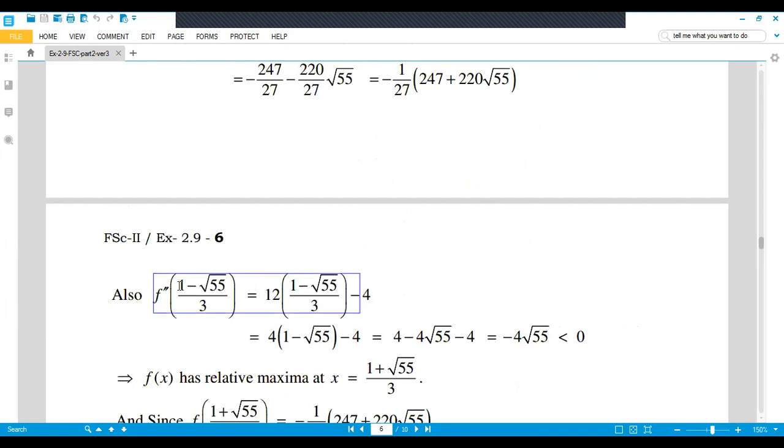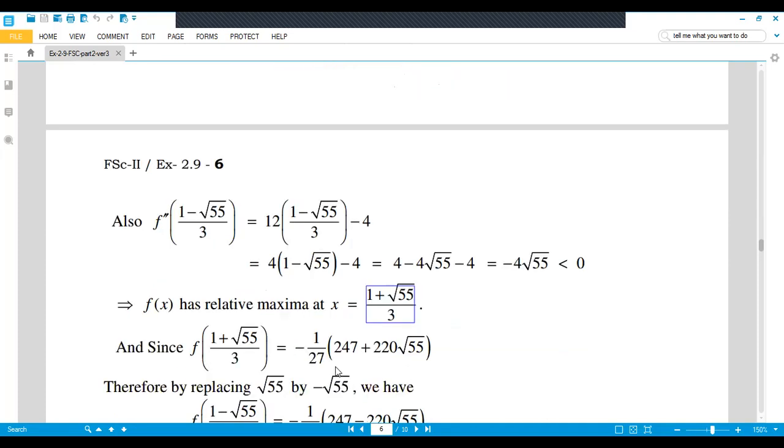Now again you will check it for the negative value. When you put the negative value in the second derivative and solve it, you get negative 4 under root 55, which is less than 0. So it means that f of x is relative maximum at x. So we get 2 points. For x equal to 1 plus under root 55 divided by 3, we get the minimum value of the function, and for negative 1 minus under root 55 over 3, we get the maximum.